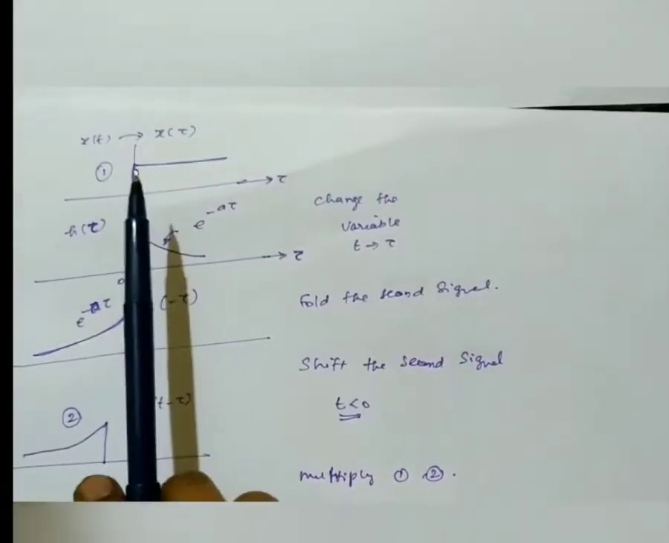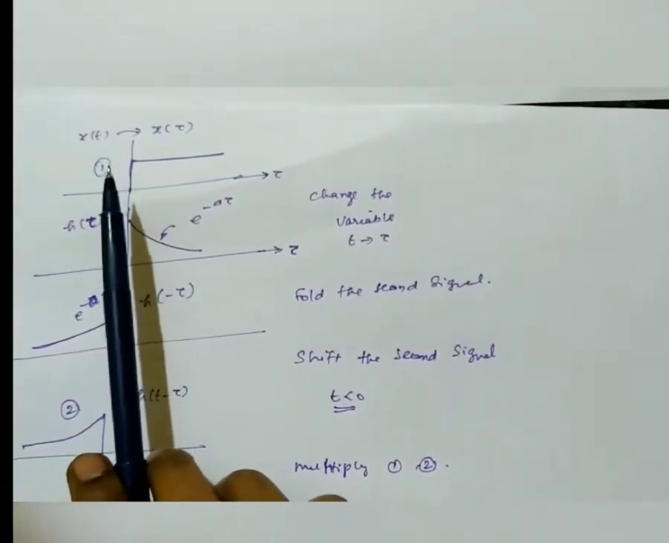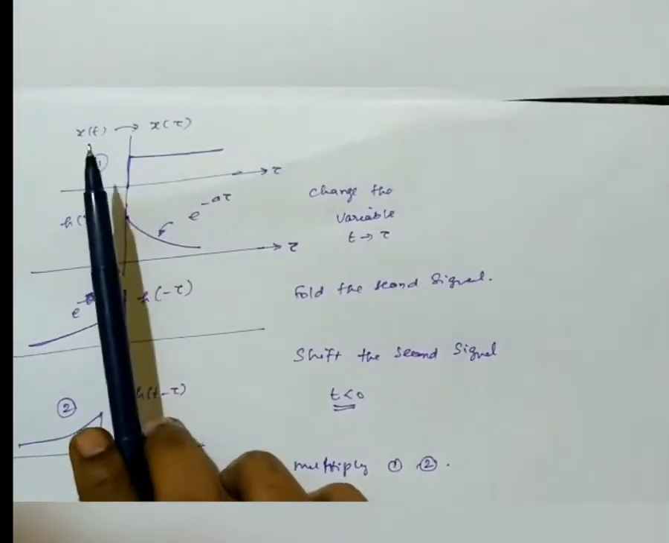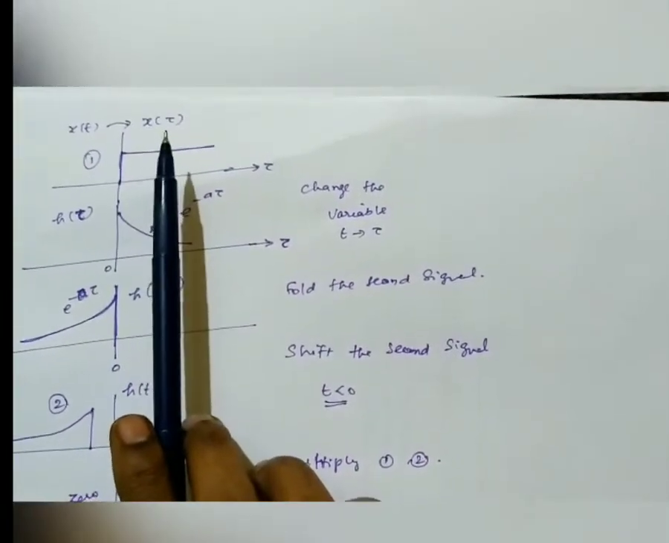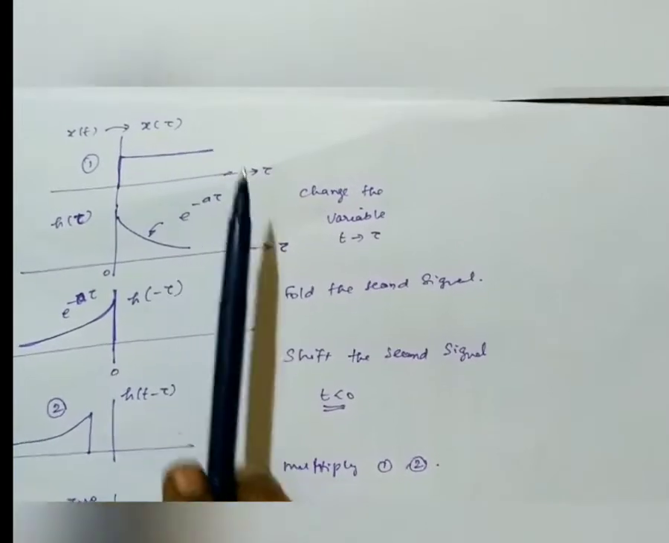Now we will see all 5 steps one by one. Now the first step is to change the variable. x of t is converted into x of tau. The variable is changed to tau.